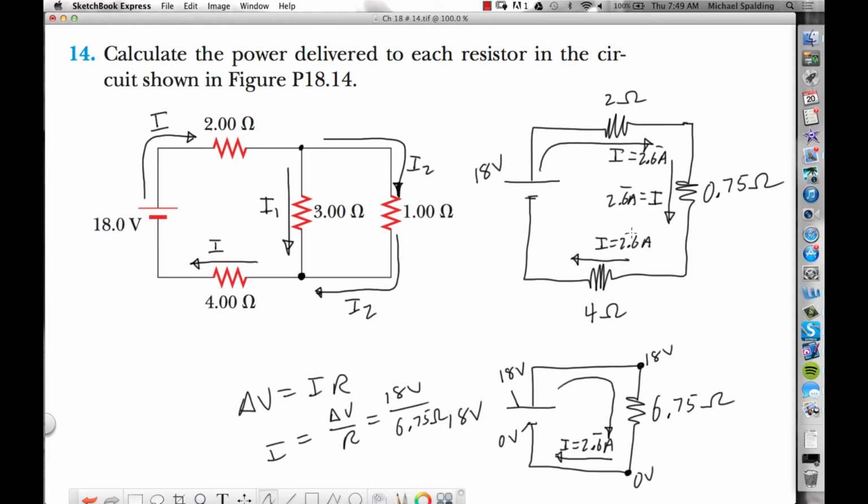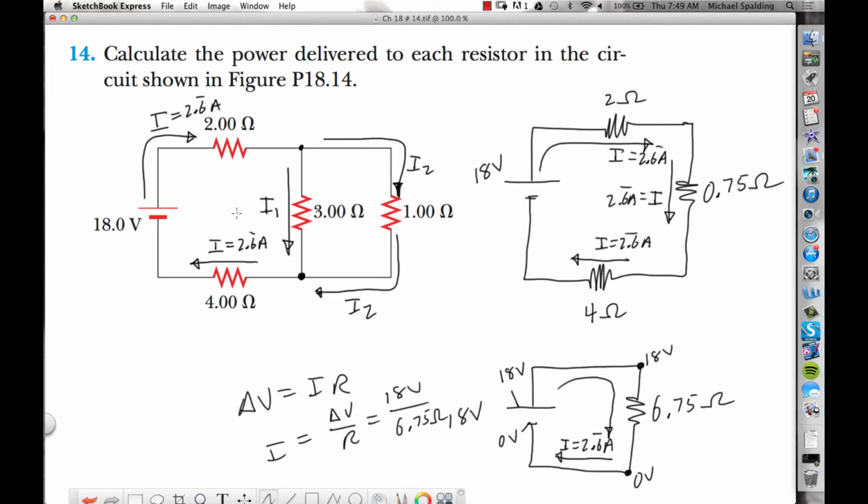Okay? So we're figuring stuff out. Check it out right here. What's this current? 2.6 amps repeating. What's this current right here? 2.6 amps, right? We figured out what I is, the current out of the battery.